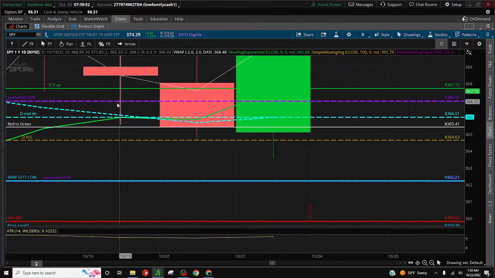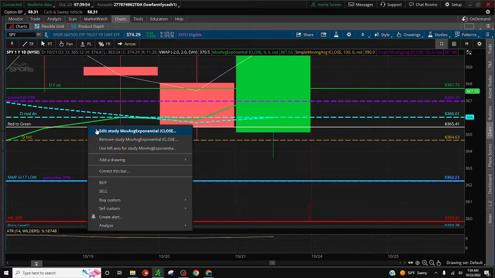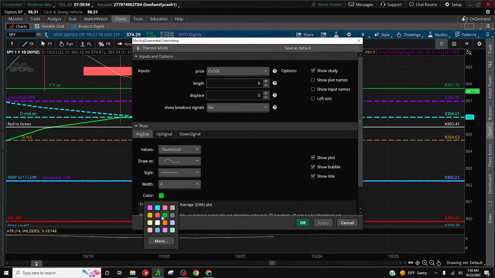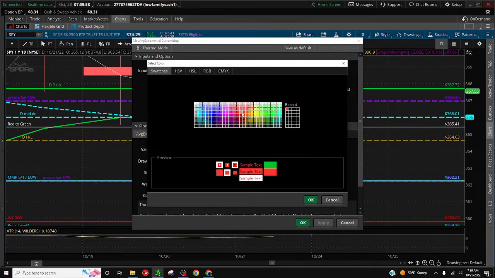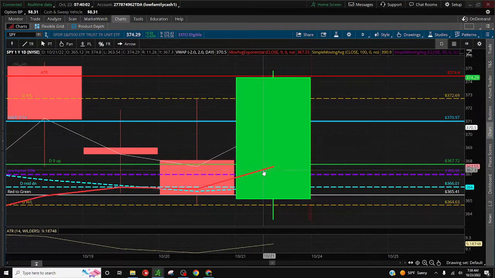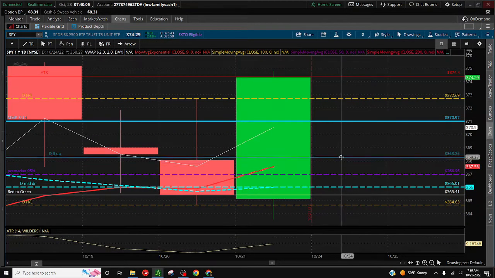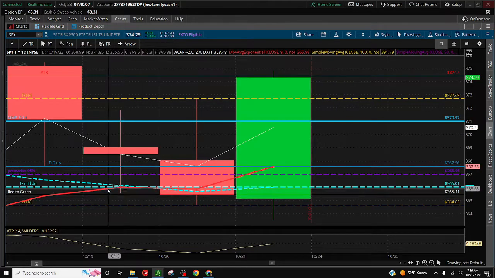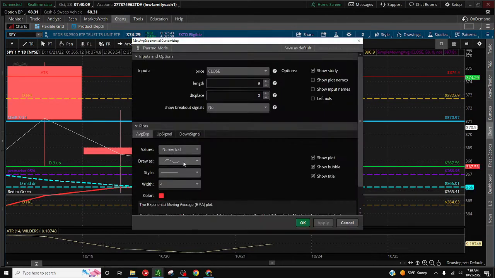I mean, I guess if I really wanted to, I can edit this study, change it to red for now, so I can see exactly where it's at. Yeah, it's right there. Yep, it's right where I had it. Go back to green.